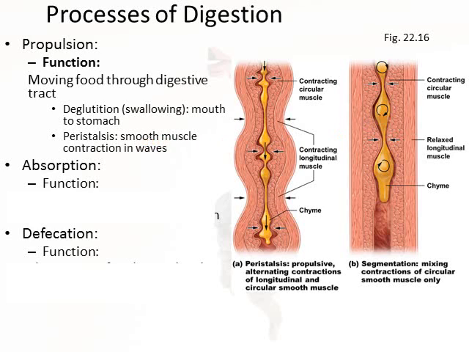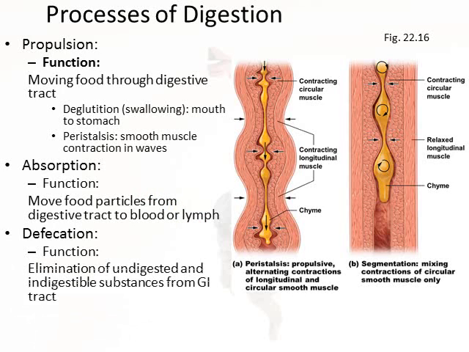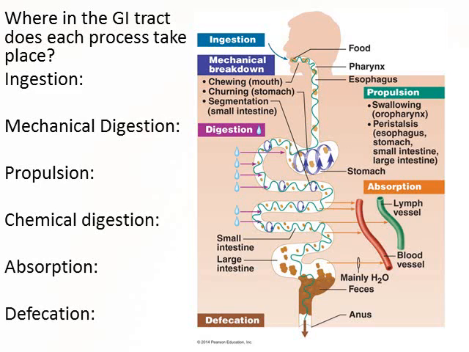And so then the next process here is absorption, and this is just moving food particles from the digestive tract either into the blood or into the lymphatic system. We'll talk more about that later. And then lastly, defecation. This is just getting the undigested and indigestible substances out of the GI tract.